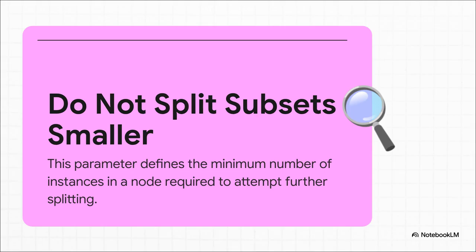Now, I know what you're thinking. This one sounds a lot like the last one, but the difference is actually really important. The last setting was all about the final destination, the leaf. This one is about the journey. It tells the model, hey, don't even bother splitting this group if it's already pretty small.